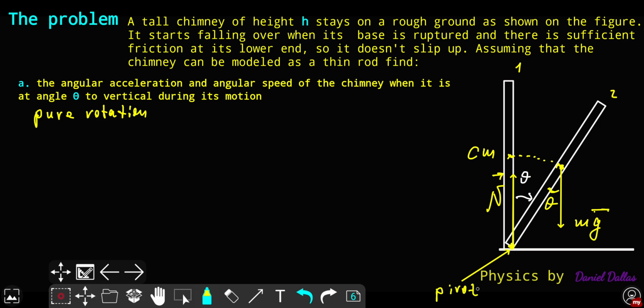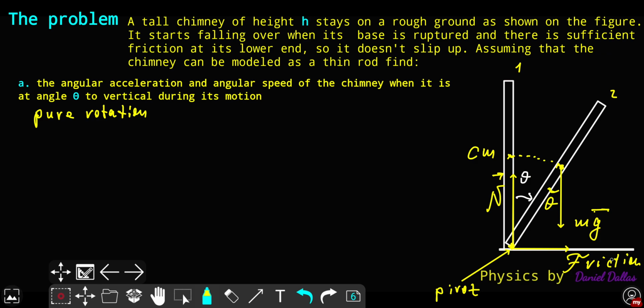Pivot, okay? And what we're going to do right now, of course, we need to put a friction force. Let's pretend that there is no friction. What happens in this case? Obviously this point at the lower end will have a translational motion to the left side, right? So that means friction will oppose that motion, and it's going to be directed this way. So that's the friction force.